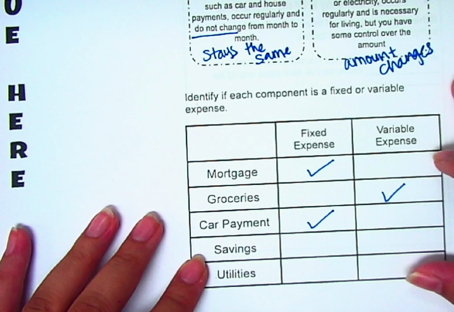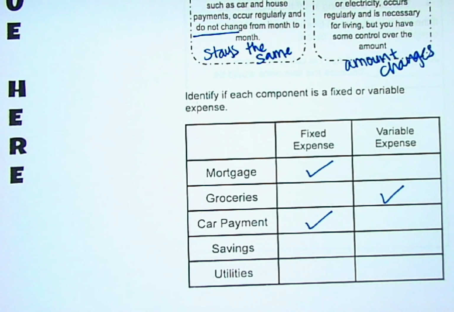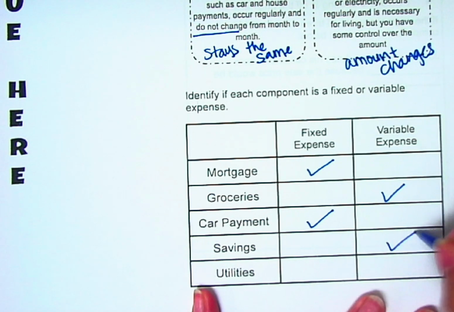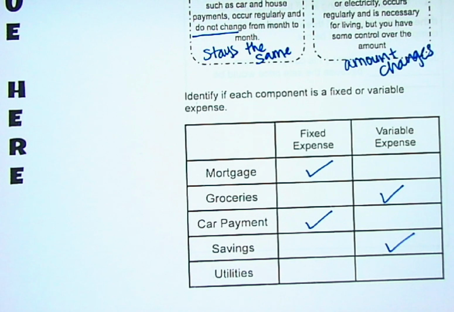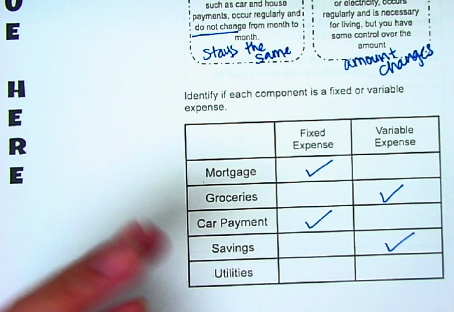Your savings. This one might be a little hard, but honestly, it is going to be variable. Some months you might save $50. Sometimes you can save more, put $100 in the bank. So that is a variable expense. The amount could change.